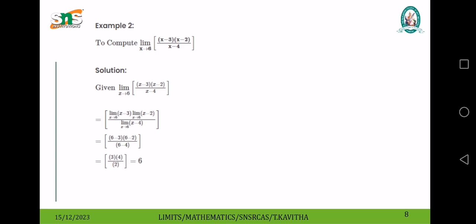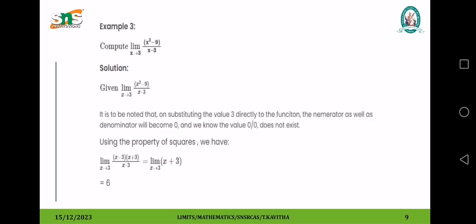The last problem is to compute limit x tends to 3 of x square minus 9 divided by x minus 3. Here we substitute x equal to 3 in the first step, we get 0 by 0 form. Therefore, we cannot use direct substitution, so we use the property of squares. We factorize x square minus 9 and then we get x minus 3 into x plus 3. Now, the x minus 3 term is cancelled. We get limit x tends to 3 of x plus 3. Then we substitute the value of x as 3. We get 6. Thank you.